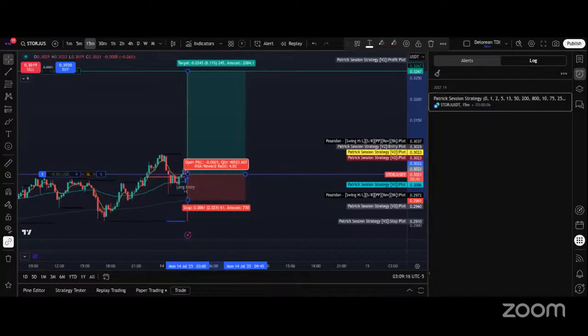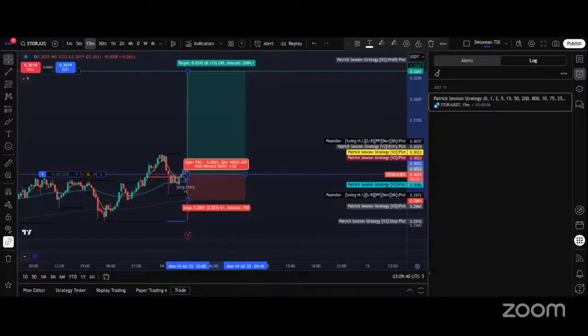And this is Storj versus USDT. Storj versus Tether. 4.02 was the reward ratio. Take profit 0.3267. That's going to be for 245 pips.